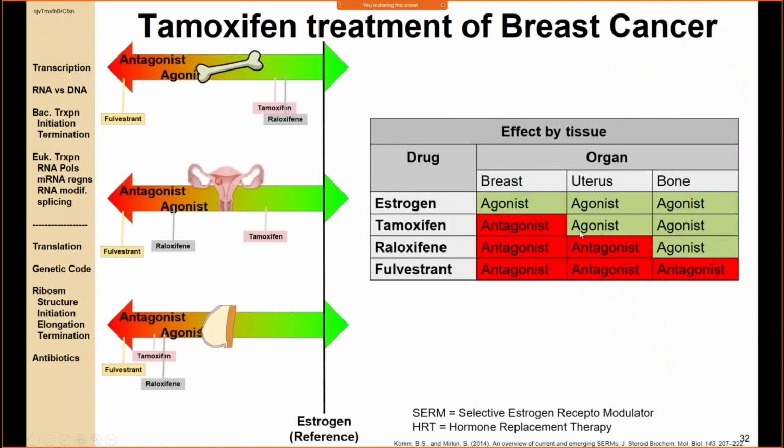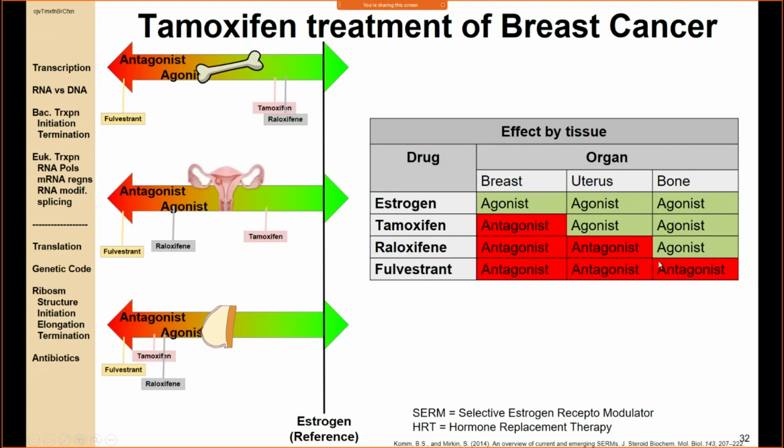So here's a table. If you downloaded this PowerPoint 48 hours ago, I had this table wrong. I have it corrected here and correct in a lecture you'll see again. But basically, here's what the organ is: breast, uterus, or bone. And here are various ligands and whether they're agonists or antagonists, right? So estrogen, by definition, is an agonist of the estrogen receptor in all those tissues, okay? Tamoxifen, raloxifene, and fulvestrant are all antagonists in breast. So that's all good, because for breast cancer, you're antagonizing the estrogen receptor. In the uterus, just the latter two are antagonists, which is good to prevent uterine cancer.